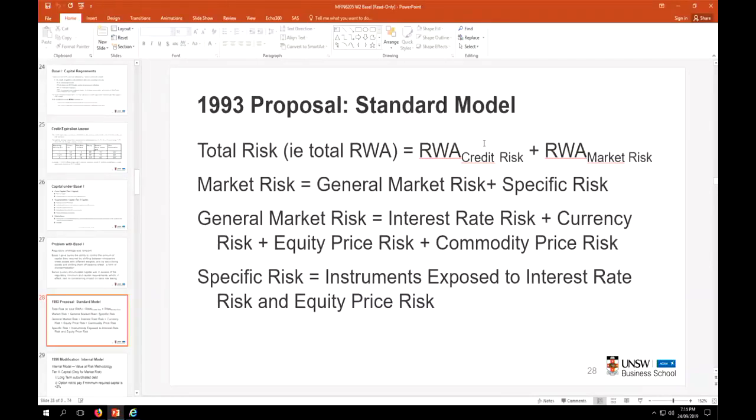So the model that we had was total risk, was risk-weighted assets for credit risk, and then risk-weighted assets for market risk. That's when we added market risk calculation. And then market risk was defined as general market risk plus specific, and the general market risk itself was also defined, and we'll talk about market risk when it comes to it.